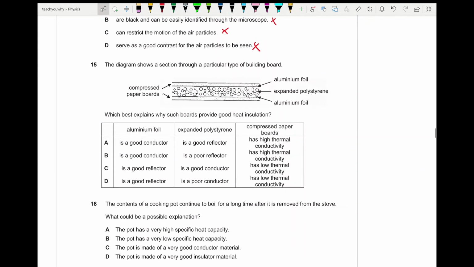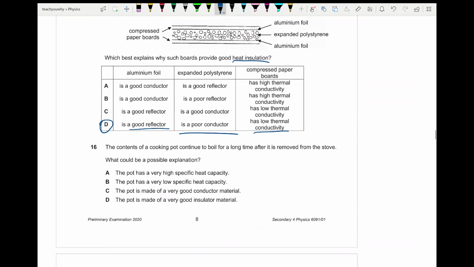Question 15. The diagram shows a section through a particular type of building board, which explains why such a board provides good heat insulation. Okay, they want insulation. Therefore, the aluminium has to be a good reflector because it's shiny. A good reflector means less heat transfer via radiation. Polystyrene is a poor conductor, yes. Compressed paperboard has to be of low thermal conductivity. Low thermal conductivity means poor conductor. Therefore, it is D.